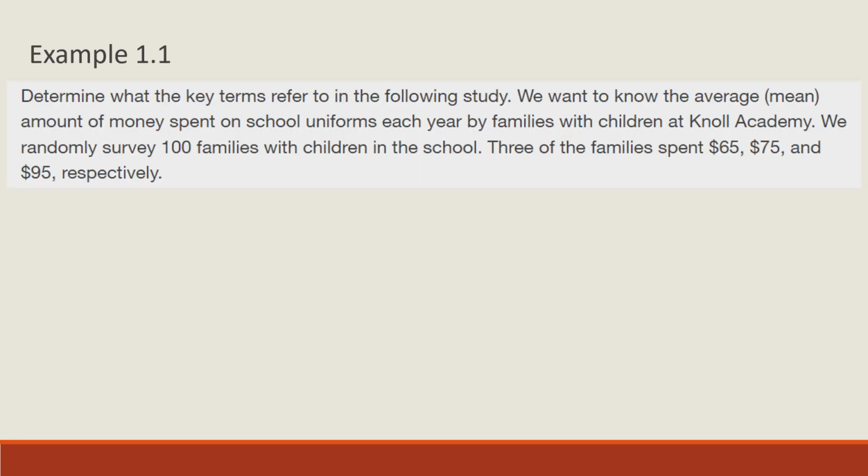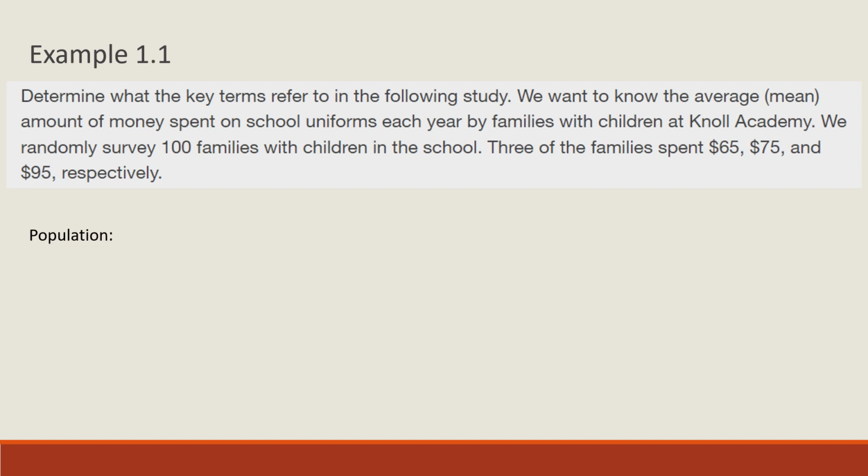Example 1.1. Determine what the key terms refer to in the following study. We want to know the average, the mean amount of money spent on school uniforms each year by families with children at Knoll Academy. We randomly survey 100 families with children in the school. 3 of the families spent $65, $75, and $95 respectively. You can find these examples in the textbook as well.